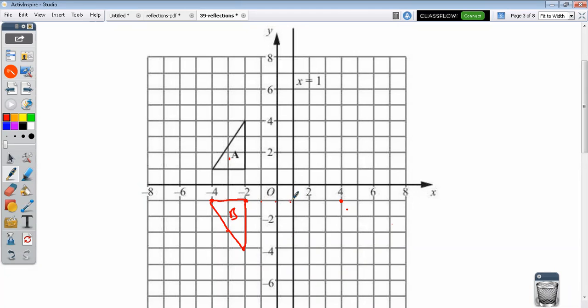Oh, sorry. Did I count properly here? Okay, so this point here is 1, 2, 3. So middle line 1. Where's the middle? 1, 2, 3. Okay. Sorry. Let me just wrap it.